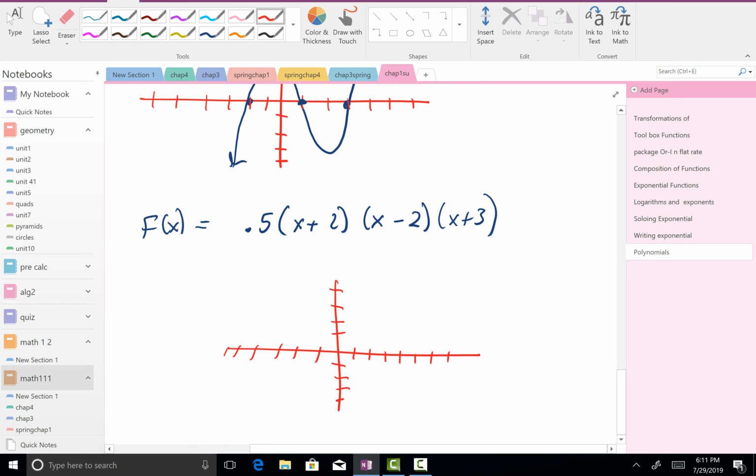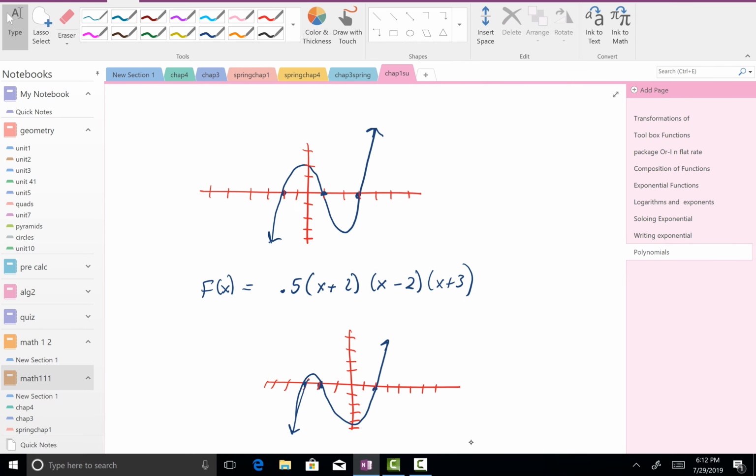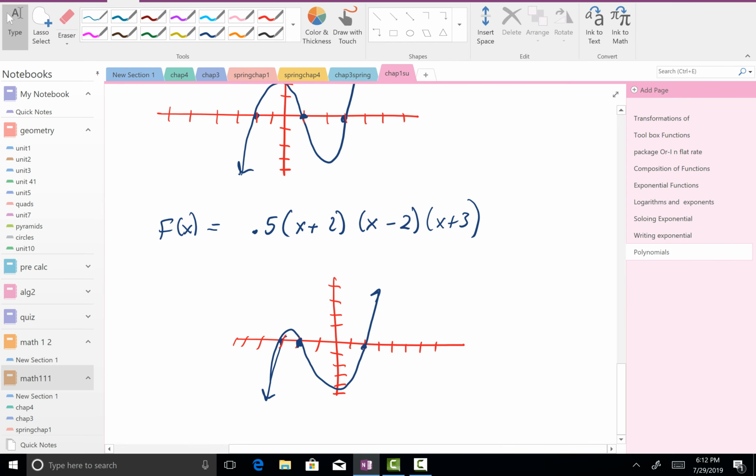Okay, what are the x-intercepts? Negative 2, 2, and negative 3. I didn't graph it. I was just going off the pattern I saw from the last one. What pattern did you notice? I think it was the opposite of what we had. That's right. So when it's in factored form, our x-intercepts are just the opposite of whatever those things are.